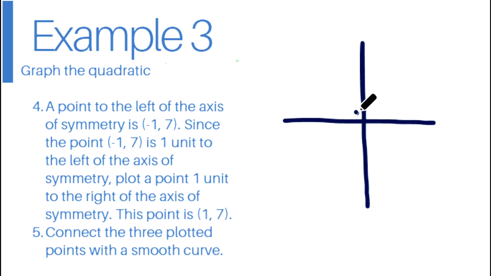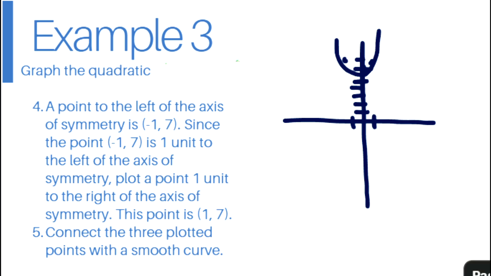So we know that our axis is at 1, 2, 3, 4, 5, 6, because we already established that. We go to -1 and up 7. So there's our next one. And then if we reflect it over, it's going to be 1 and 7. So we get a nice little happy face this time. Connect the 3 plotted points with a smooth curve.